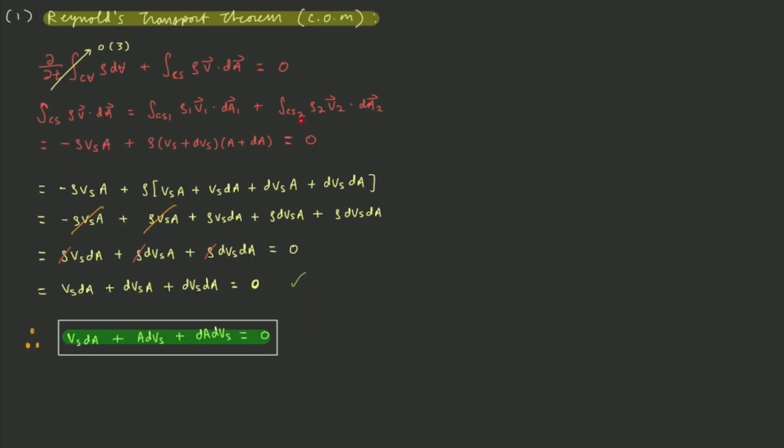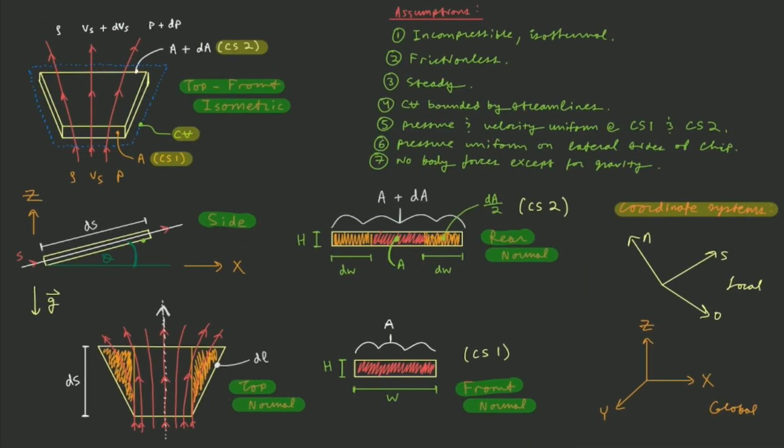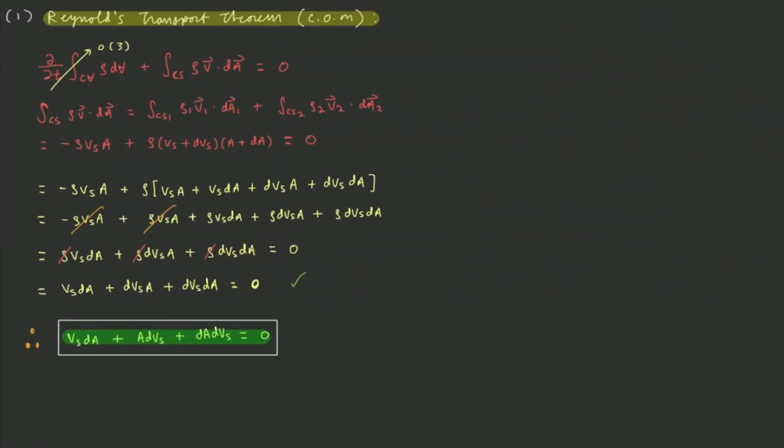Here on control surface 2, you could do the same exact thing where you have essentially rho VsA, except now, because we're at control surface 2, it's rho (Vs plus dVs) times (A plus dA). And the reason there's no negative sign here is because when you go to control surface 2, our velocity is in the same direction as our unit normal area outwards. So the dot product is positive. So in that case, we have a plus. So it's rho (Vs plus dVs) times (A plus dA). So this is a positive quantity here. Now, if you end up simplifying this, you end up distributing these terms, you end up getting this equation right here.